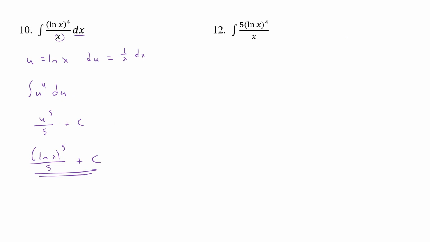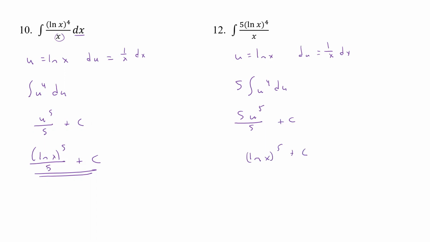Well, there's not much difference in this one here. The only thing we have is a 5 we have to pull out. And so we're going to say again, u equals ln of x, du equals 1 over x dx. And so now we're going to have the integral of 5 u to the fourth du. So that's going to be 5u to the fifth over 5 plus c. Well, those cancel, so we really just have (ln x) to the fifth plus c.